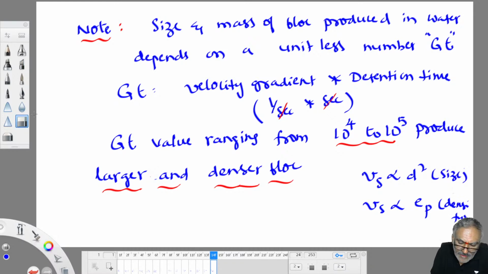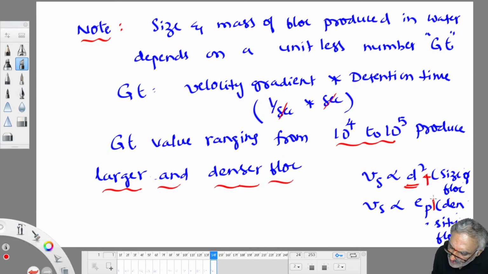Size of flock, this is density of flock. The settling velocity depends on both of them. Density of flock. So we have to increase size large, density also have to increase. So settling velocity is more, therefore fast it settles down. That is the advantage.